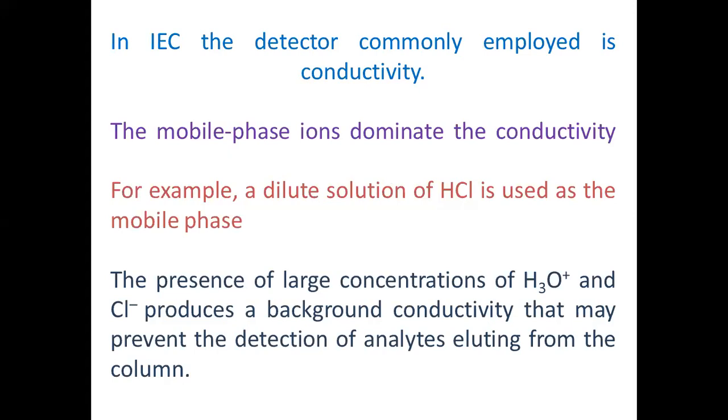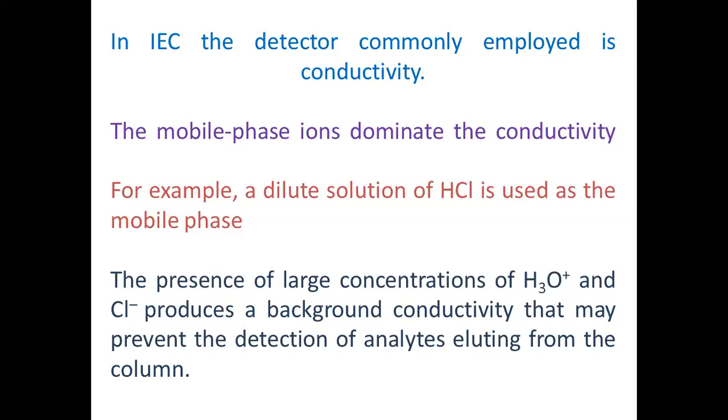These mobile phases will dominate by their own electrical conductivity. So this electrical conductivity is going to interfere. Say, for example, dilute solution of hydrochloric acid. Hydrochloric acid can be used as an eluent in order to elute either cations or anions, whatever it is, by using cation exchange resin or anion exchange resin, whatever it is. We will be using hydrochloric acid as an eluent.